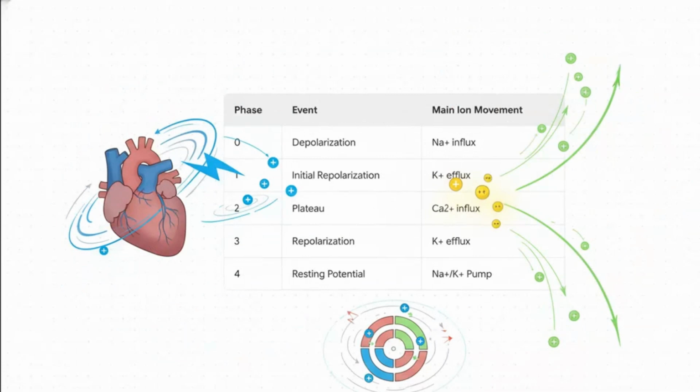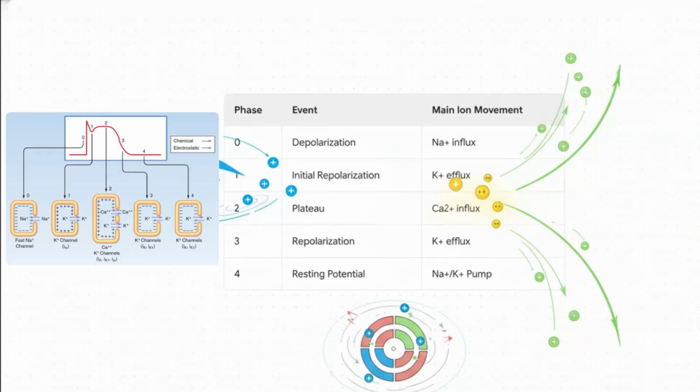This table is a fantastic summary for your notes. Just remember the sequence of the main players. Fast sodium in for depolarization, calcium in for the plateau, and potassium out for repolarization. And, really understanding which ion moves during each phase is absolutely key because this is exactly how many antiarrhythmic drugs work.